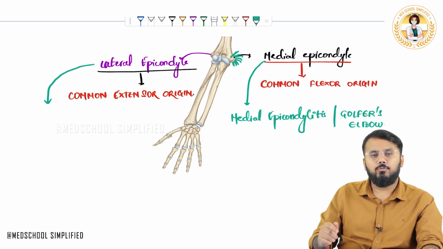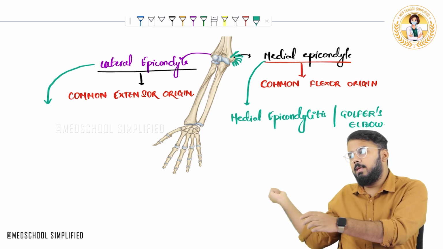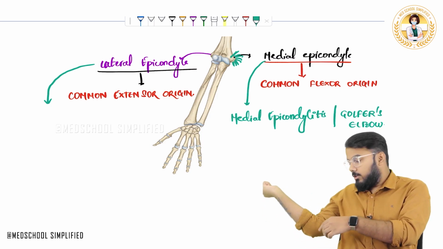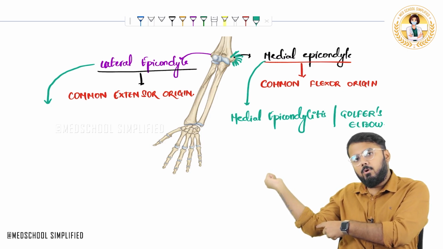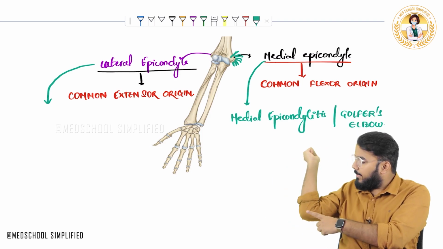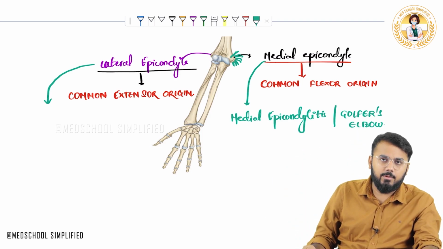See, for example, golf. How do you play golf? You play golf in this way, right? It means you are stretching the hand outward, so the pressure is imposed upon the medial epicondyle. When you are all the time stretching the hand like this, what is going to happen? The medial epicondyle might get inflamed, right?